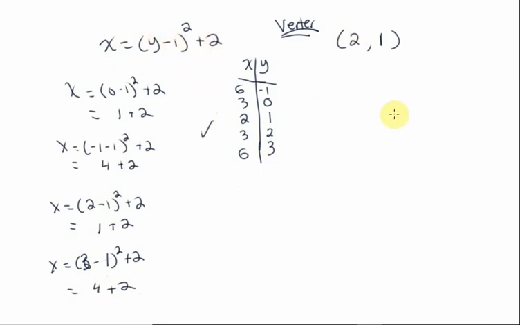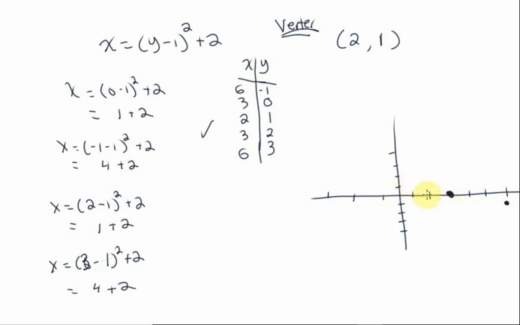Okay? So can I graph this? Yeah, let's see what this will look like. 1, 2, 3, 4, 5, 6. 1, 2, 3. 1, 2, 3, 4. 1, 2, 3, 4. Let's see. Here I got 6, -1. 1, 2, 3, 4, 5, 6, -1. I have 3, 0.